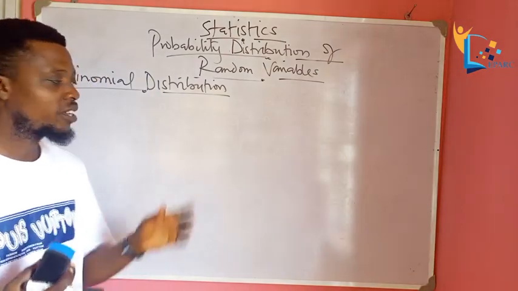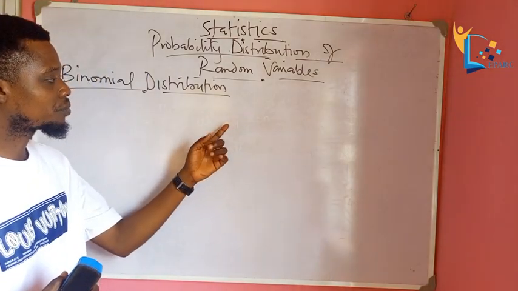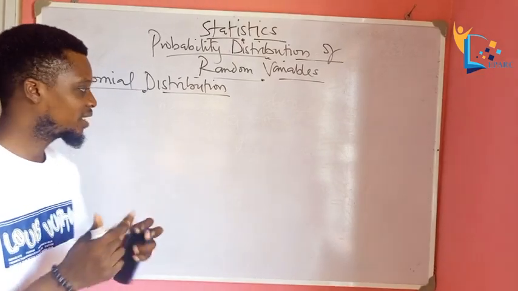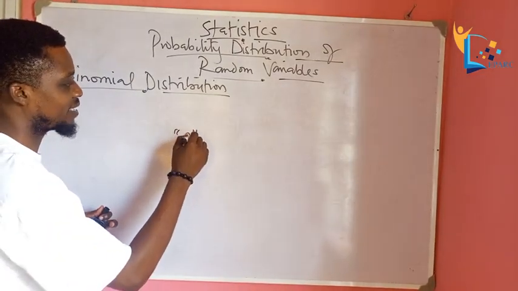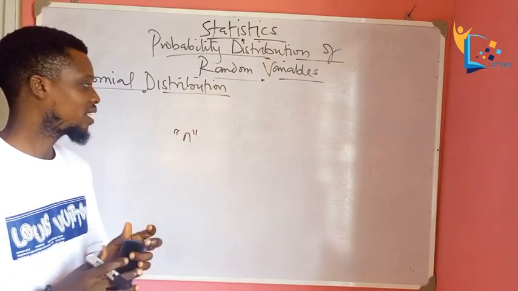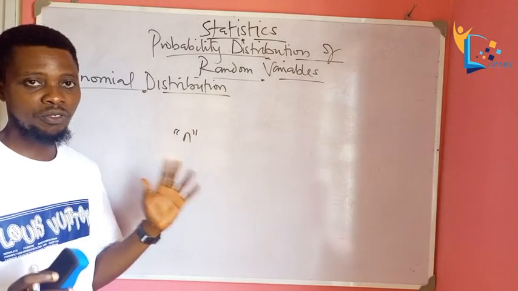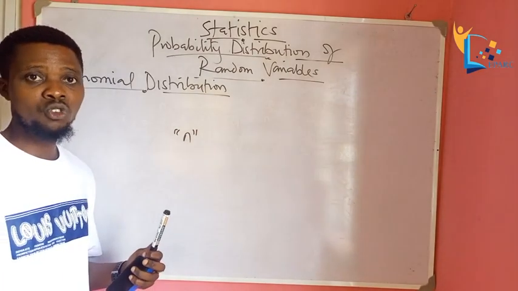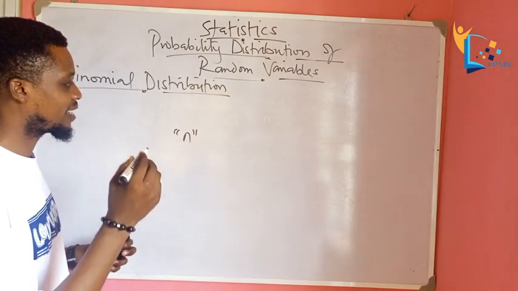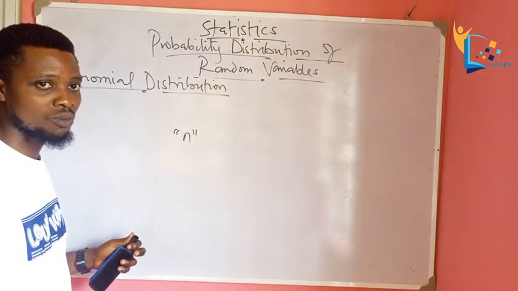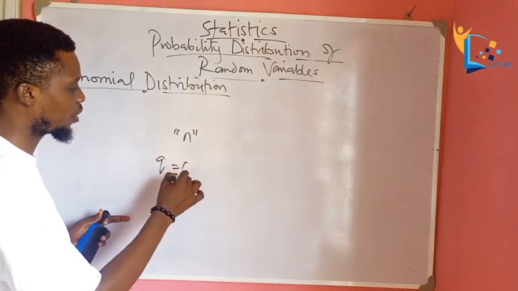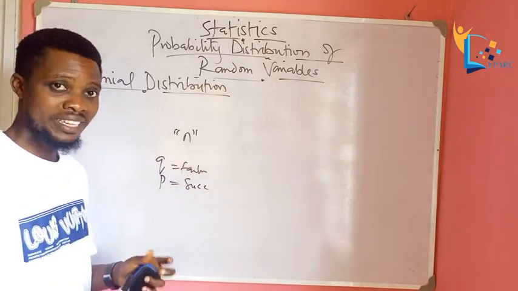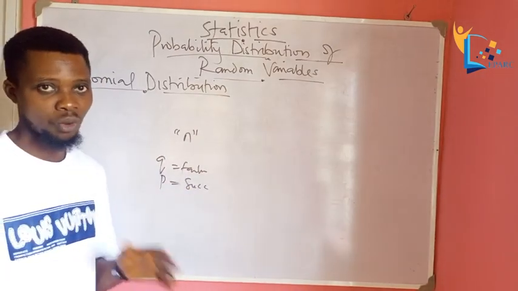The first property is that the number of trials is denoted by n, and the trials are fixed. A fixed number of trials, denoted by n. Then number two, the trial has one of two possible outcomes, denoted by q, which is failure, and p, which is success. So your outcome can either be failure or success. That's what we're trying to say.